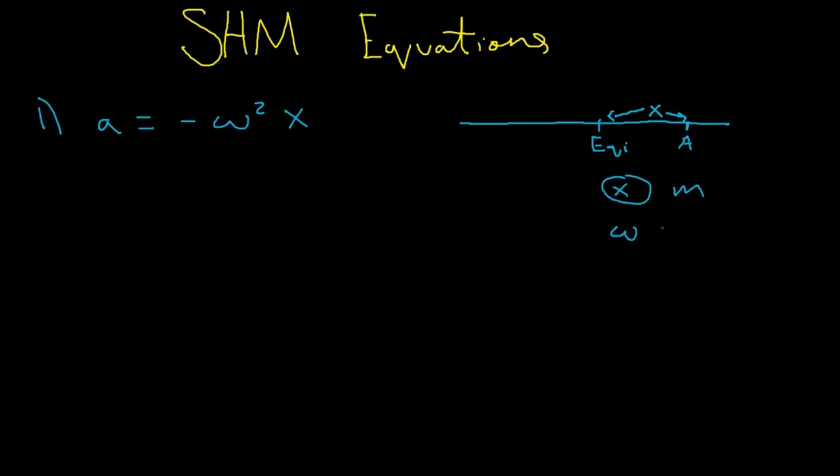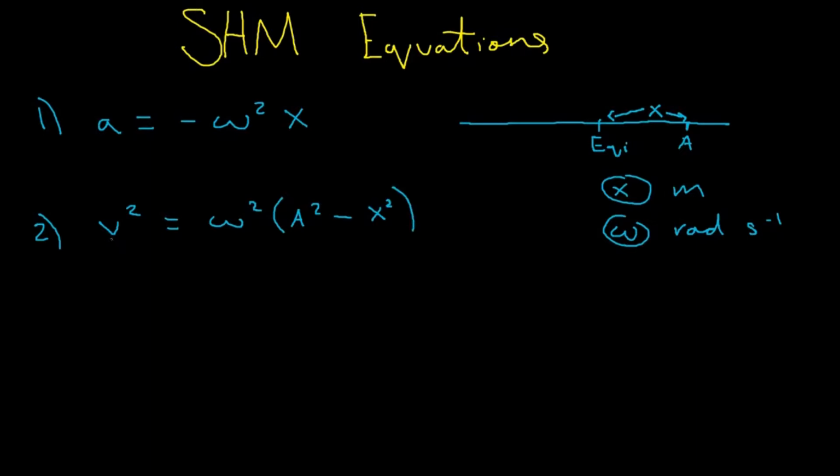Omega is measured in radians per second. And we'll move on to the second equation. So the second equation that you need is v squared is equal to omega squared by a squared minus x squared.